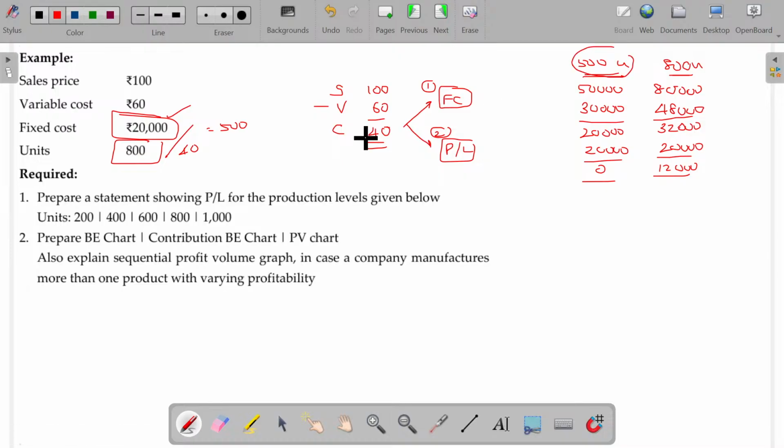It means you have to project, or you have to guess, whether you are able to sell minimum 500 pens or not. If you are not able to sell 500 units, definitely you cannot establish the shop.